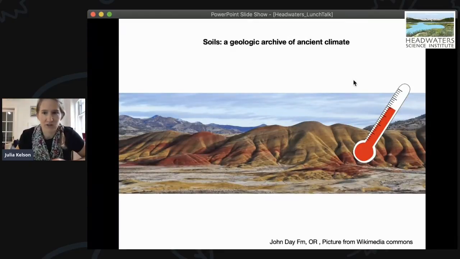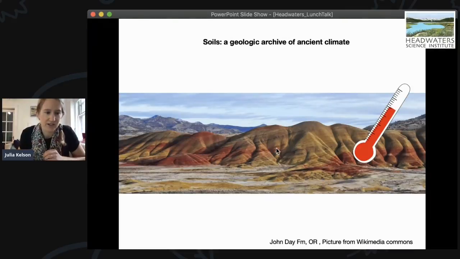And this picture that I'm showing you here is of what's called the John Day Formation in eastern Oregon. Each of these tilted stripes on this hill slope is an ancient soil horizon. And so we can look at the minerals that form in each of these ancient soil horizons and start to understand the climate under which these soils formed, as soils are just at the really, really thin surface of the earth.